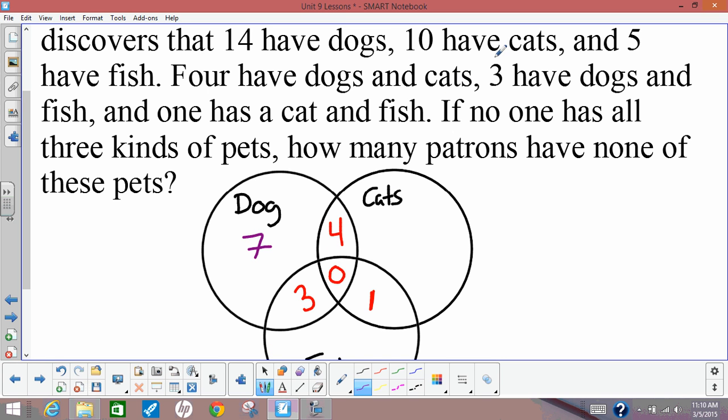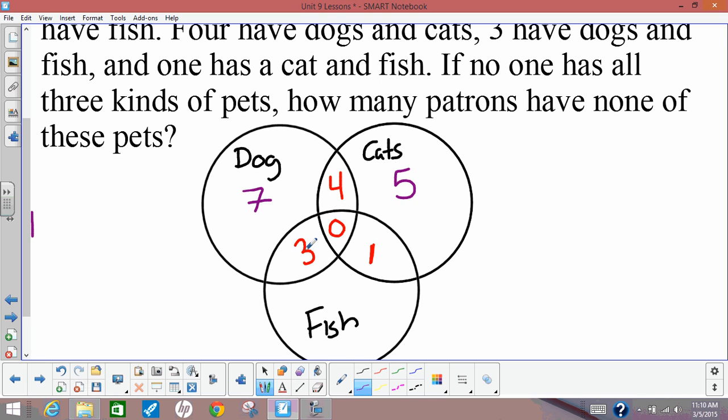Over here, we know that 10 people have cats as pets. We've taken into account 4 of them who also have dogs, 1 person who also has fish. So that's 5. That means there are 5 people left over who only have cats. And we know that 5 people have fish. We've already taken into account the 3 fish owners that have dogs, the 1 fish owner that also has a cat. So if there's 5 total, we have 1 left over that has only fish.